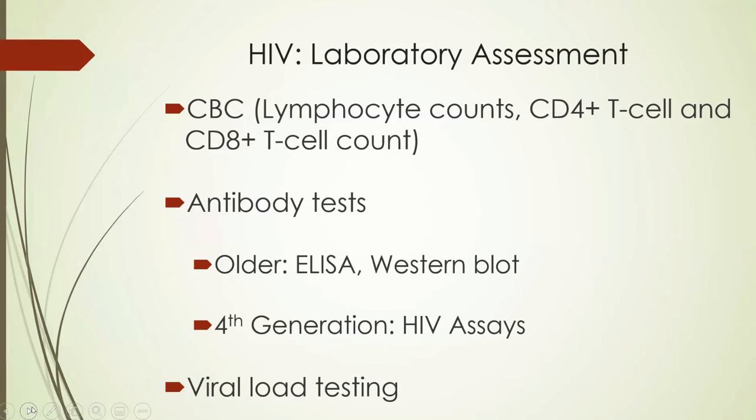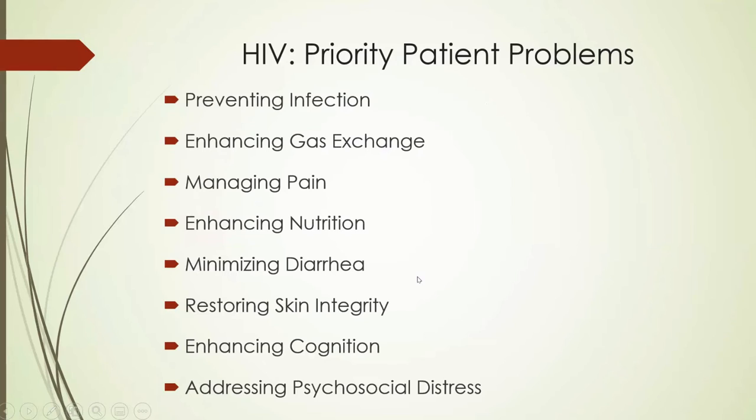So some things we want to do to help the patient, we want to prevent infection, because they're going to have a lot harder road if they develop something on top of the HIV, even like a cold, like we were talking about with VL earlier. That could be a lot worse for them. Enhanced gas exchange, if that is an issue for them. Managing pain, enhanced nutrition, so that they can have as strong a foundation as possible.